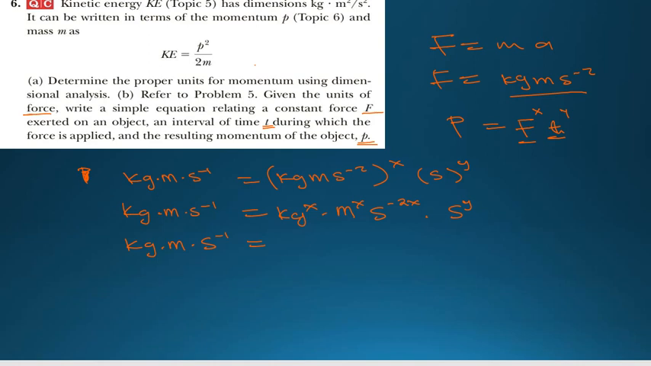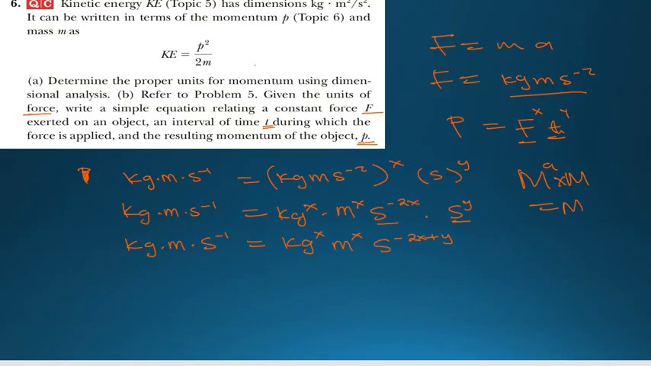So now, here is what you do. Kg to the power x and m to the power x. Then s, see this, s and s are multiplying. We are going to add the powers as usual: negative 2x plus y. This is what we do. When we are multiplying two bases, like I said, you just add the powers.